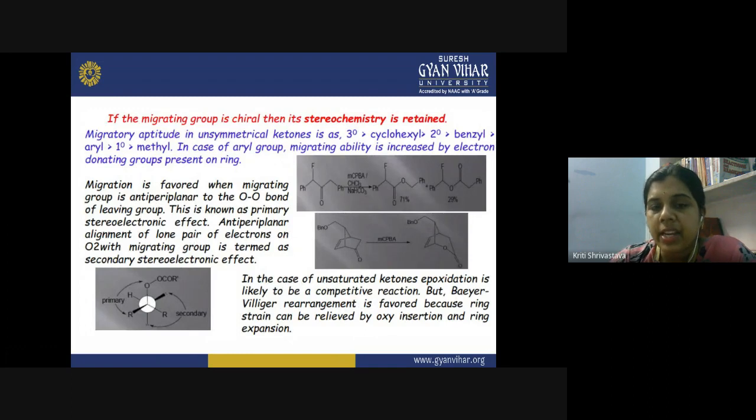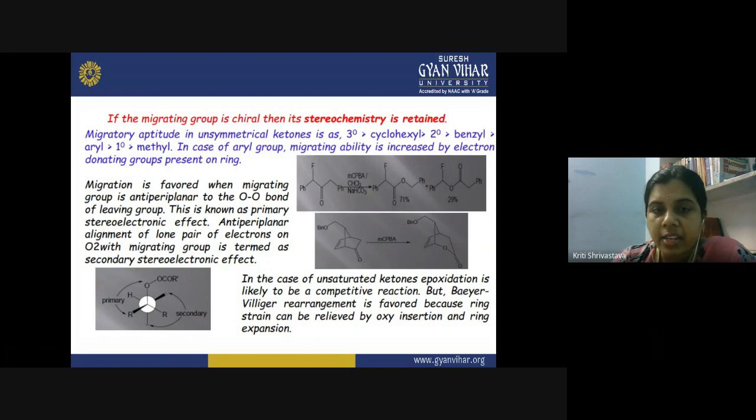Now, if the migrating group is chiral, then the stereochemistry will be retained. And if we are talking about unsymmetrical ketones, the migrating ability order is tertiary, then cyclohexyl, then secondary group, then benzyl group, then ethyl, then primary, and finally the methyl group.